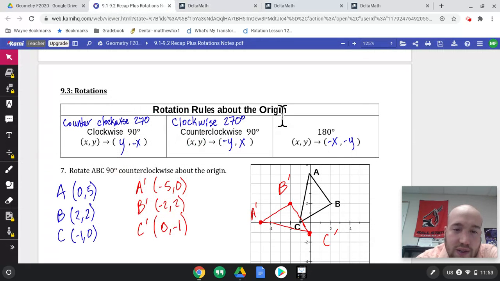Now, if you don't have this down, you might want to take a screenshot of this or write it down, pause the video and write it down. These 3 rules again. Okay.